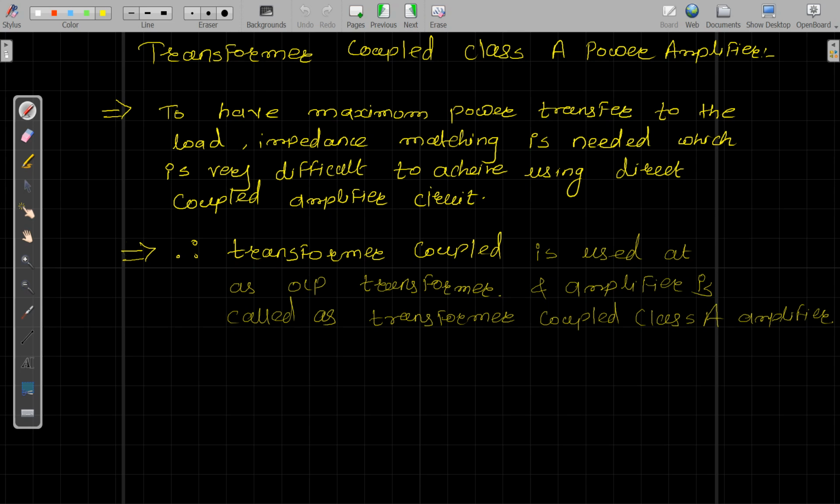Hello everyone, welcome to the class of Class A Power Amplifier. In today's class, we are going to see another topic called Transformer Coupled Class A Power Amplifier.